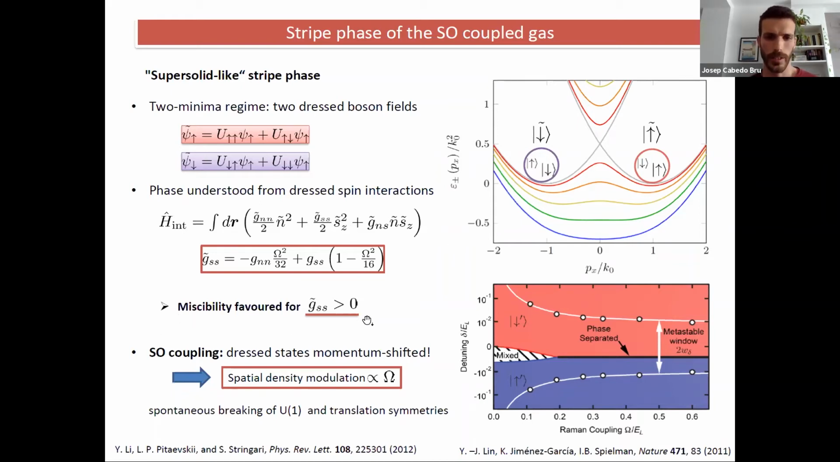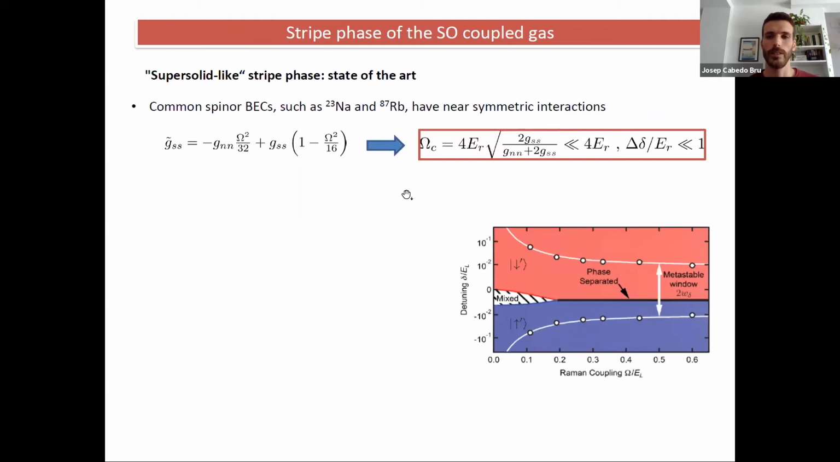So what's interesting here is that these two dressed spin states are actually separated in momentum space, and they have a non-zero overlap. They are not completely orthogonal. So simultaneously occupying both states leads to interference patterns that spatially modulate the density of the gas with an amplitude that is proportional to the strength of the coupling. So in a way, the system at the same time breaks the gauge symmetry by condensation and also the continuous translation symmetry. So people have argued that this system exhibits properties of a supersolid, and it has attracted a lot of experimental and theoretical interest.